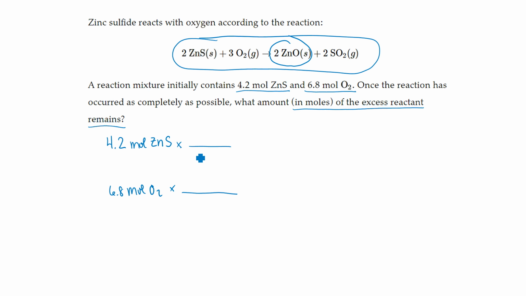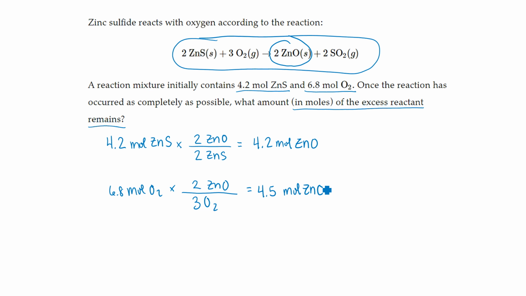So I'm going to say, okay, for every 2 zinc sulfides, I can make 2 zinc oxides. So it looks like I have enough zinc sulfide to make 4.2 moles of zinc oxide. And if I do this for oxygen, it looks like I need 3 oxygens to make 2 zinc oxides. So if I plug that in my calculator, 6.8 times 2 divided by 3, I end up with 4.5 moles of zinc oxide. I'm rounding this to 2 sig figs here.